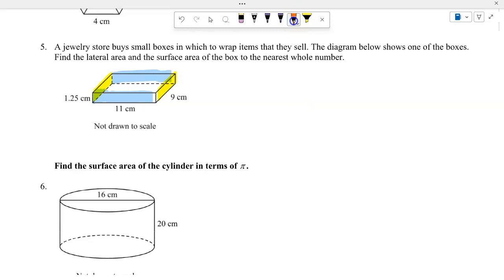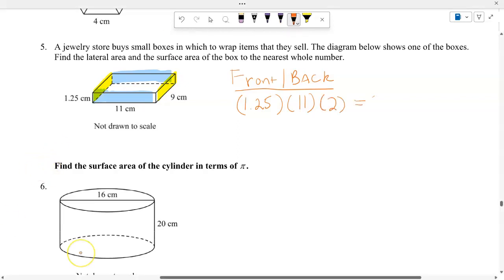So what I'm going to do is find the front and back. For the front, the dimensions are 1.25 for your height, which is going to be the length, and the width is 11. And since I have front and back, you have to multiply times 2. So let me go ahead and do that. That will give you 27.5 centimeters squared. That's the front and back.